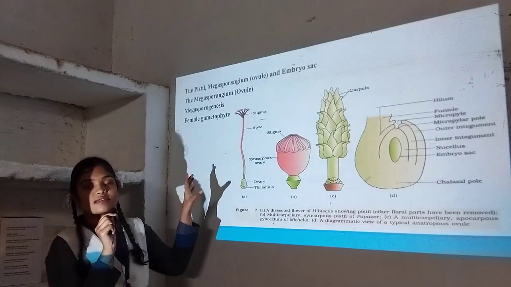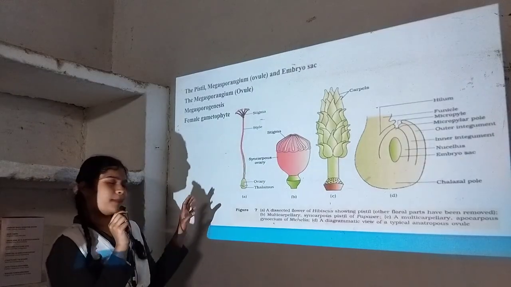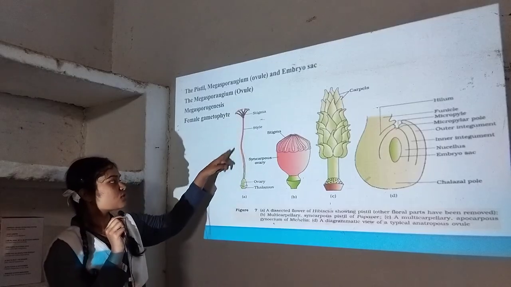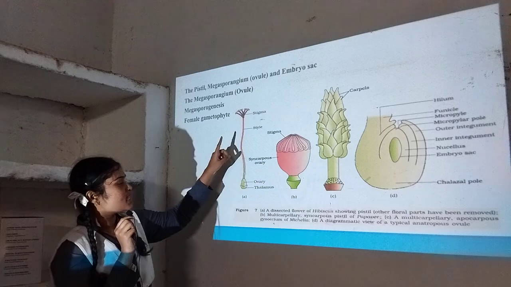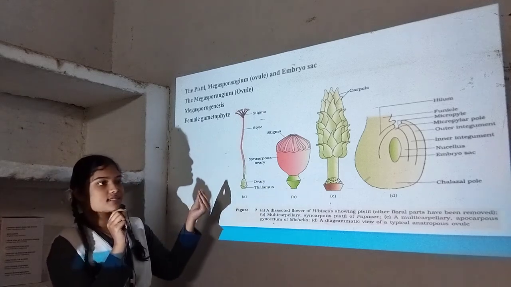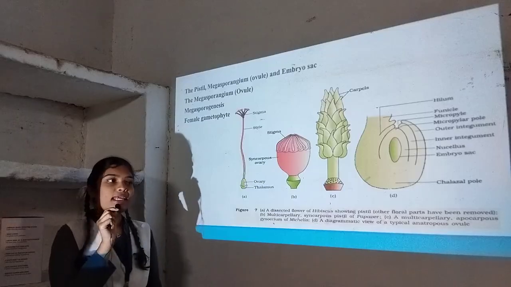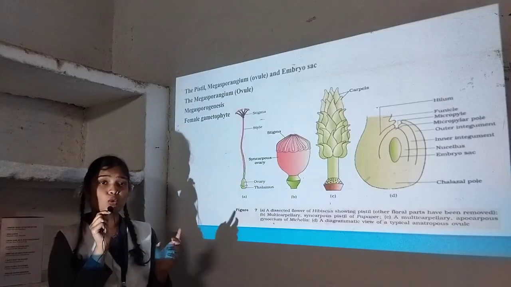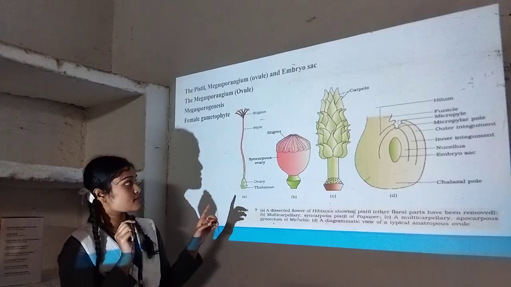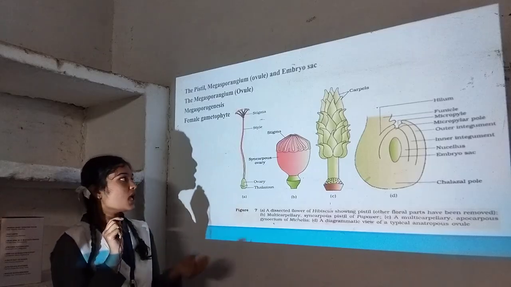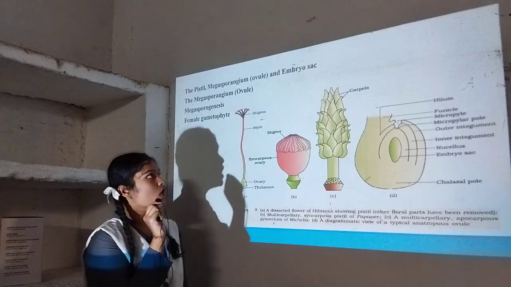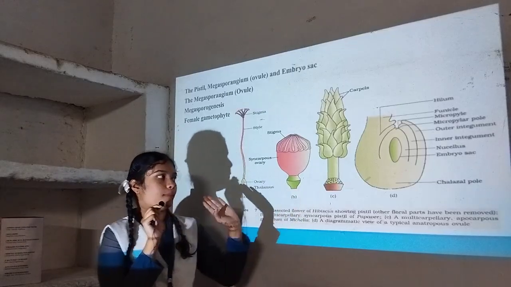Now, this is the structure of the pistil or the carpel. This is the stigma, and this long stalk is known as the style, and this is the ovary, and these all stand upon the thalamus. Basically, carpel may be monocarpellary or a single carpel. If these carpels are joined together, this is known as syncarpous, and if the carpels are free, it is known as apocarpous.